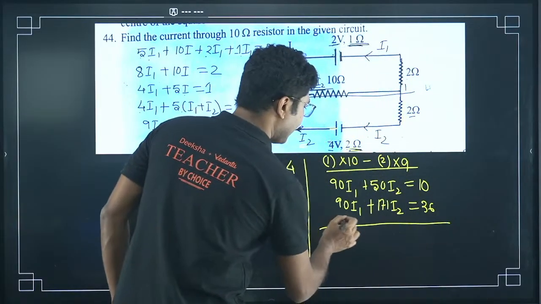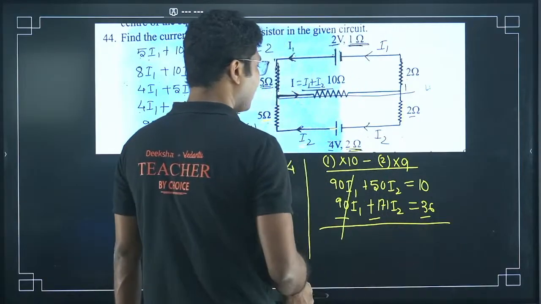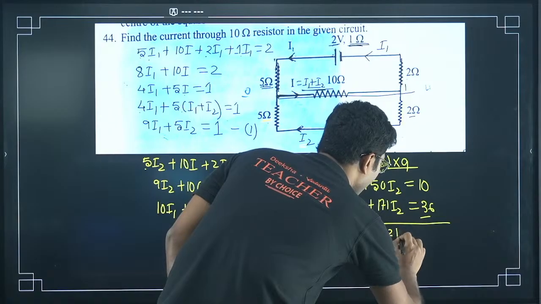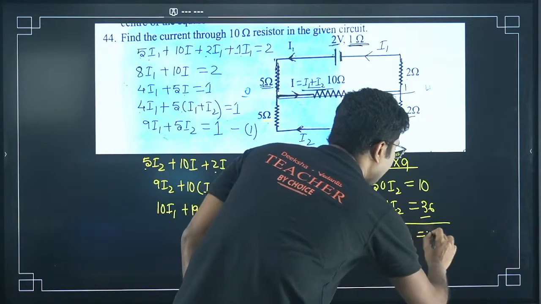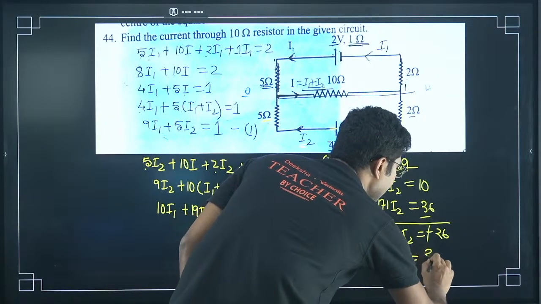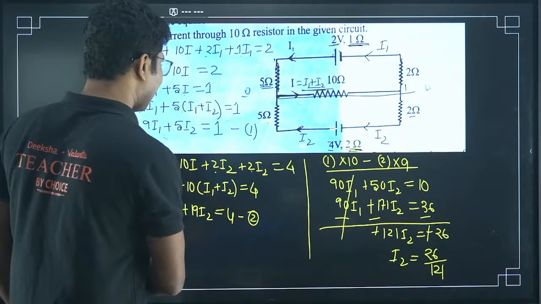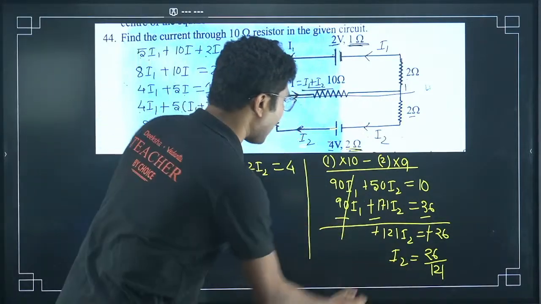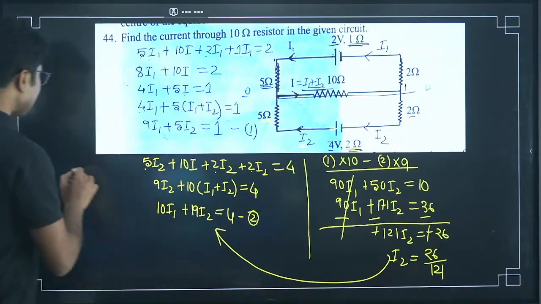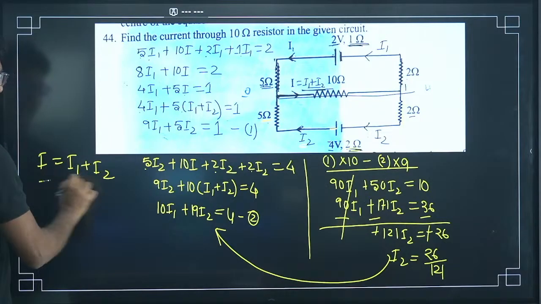Now you have to subtract them. Plus minus is fine, even if minus is coming, it will come on both sides, so no issues. You will get minus 121I2 equals minus 26. So minus minus will cancel and you get I2 equals 26 divided by 121. You have to use a calculator to find the exact value, and then use this value in any one of the equations to calculate the value of I1, and then the last step is to calculate I as I1 plus I2. This is the final answer.